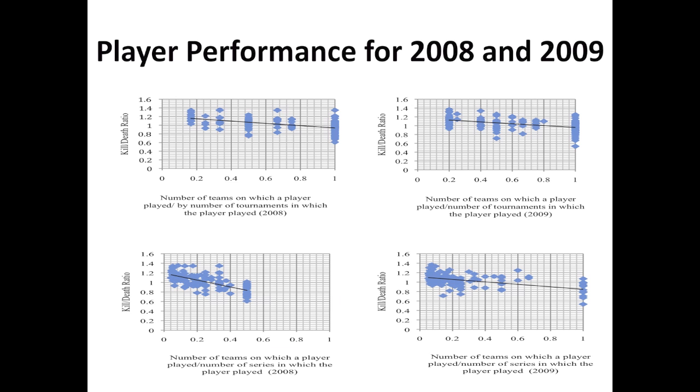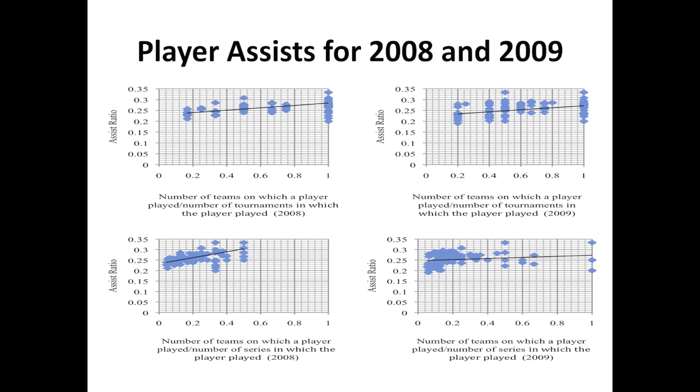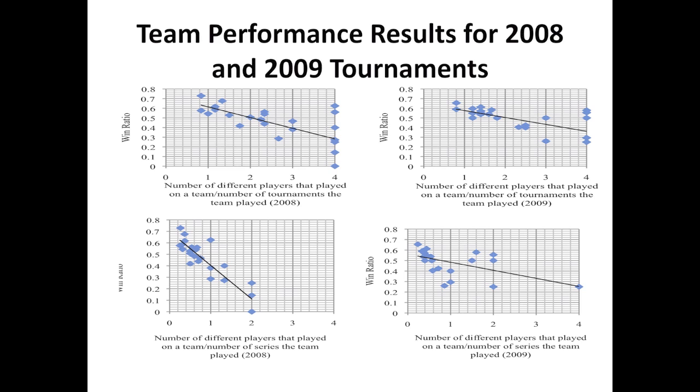My results showed that individual performance slightly decreased in both 2008 and 2009 tournaments and series as individuals switched teams more often. Furthermore, players tended to assist their teammates slightly more often as they switched teams in both 2008 and 2009. However, the biggest finding from my research were the team level results. There clearly is a trend in team performance. As teams switched more often, they tended to perform worse.